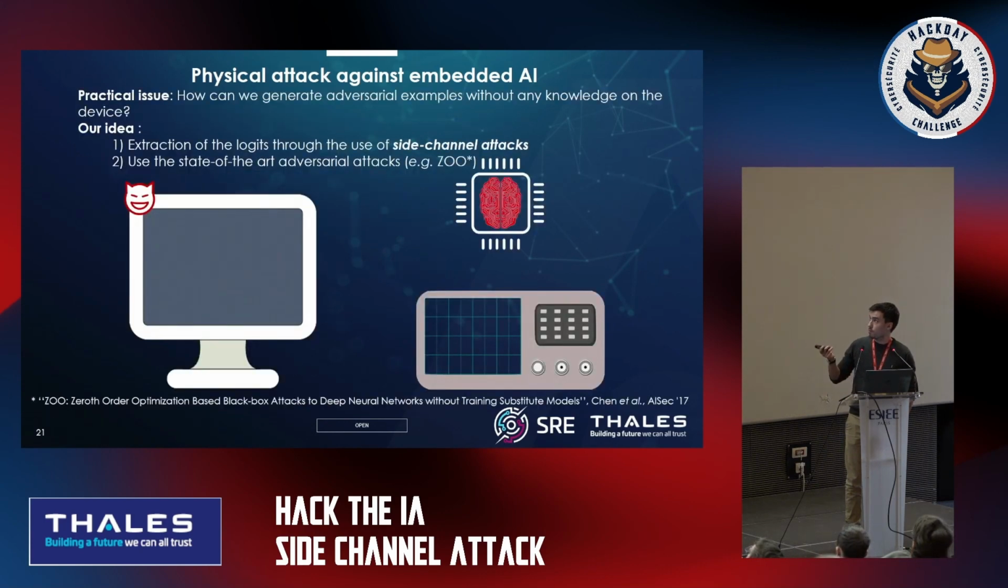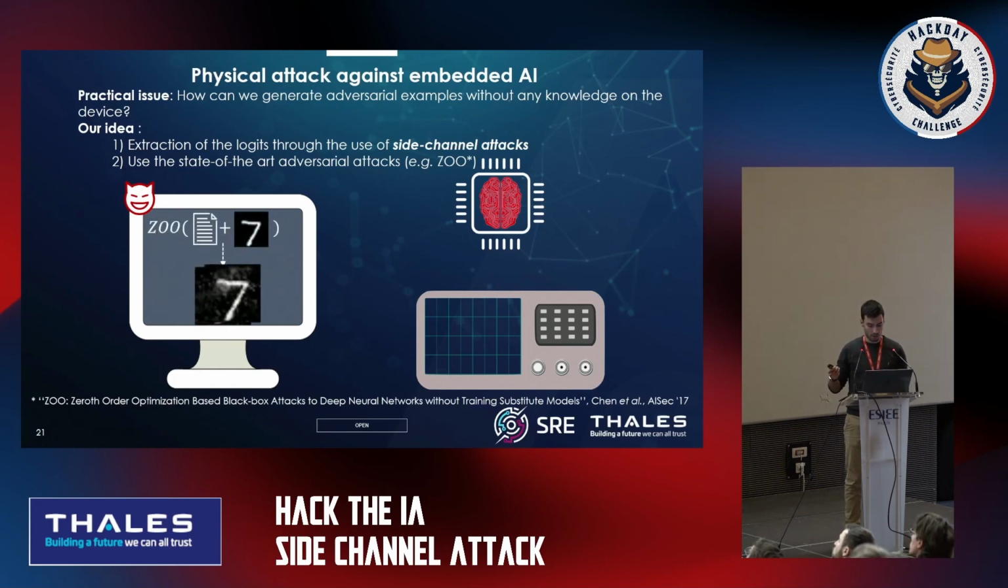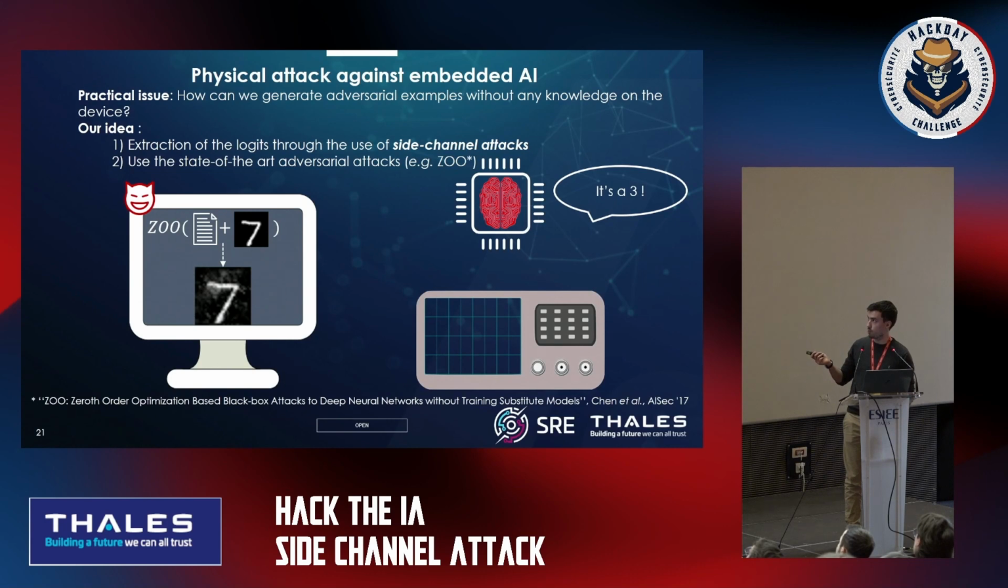So once we have that information, once we have those logits, we can solve our optimization problem in order to generate an adversarial example and send this adversarial example to our artificial intelligence. And here, what we observe is that we obtain a tree.